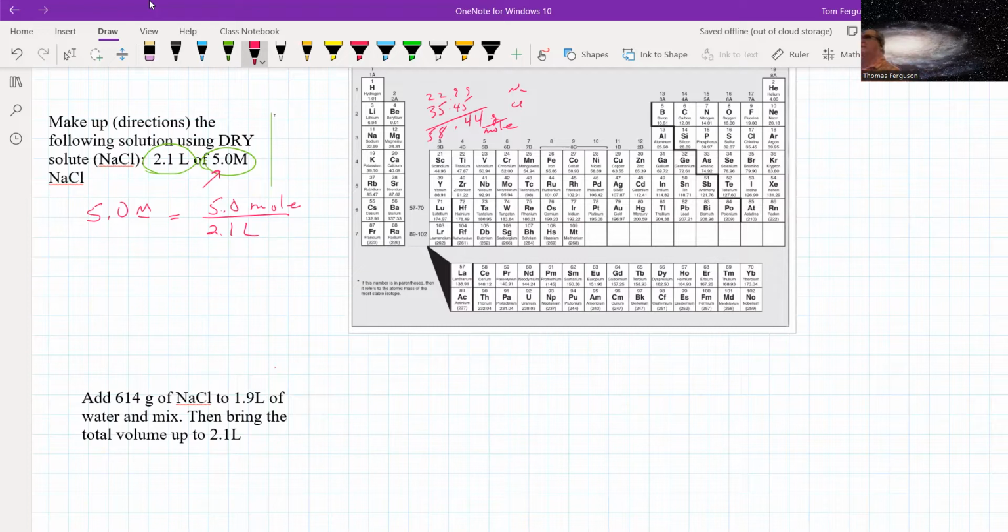So how many moles are we going to have in this solution of 2.1 liters? Remember the definition. What is the definition of molarity? Moles per liter. Let's do this slightly different. The definition of 5 molar is 5 moles per 1 liter of solution, and the solution includes the solvent plus the solute.